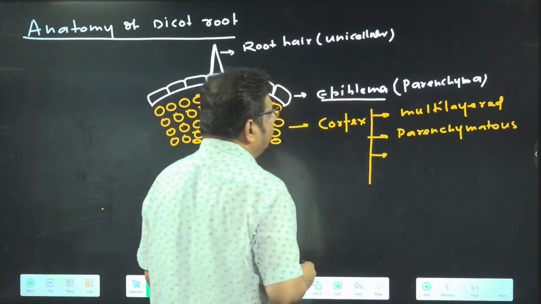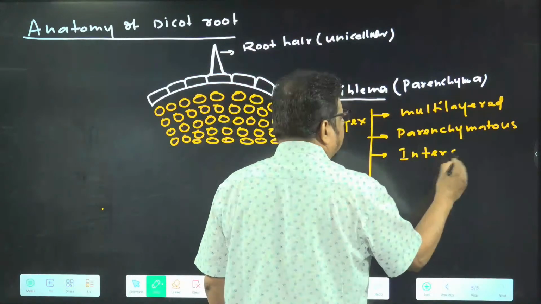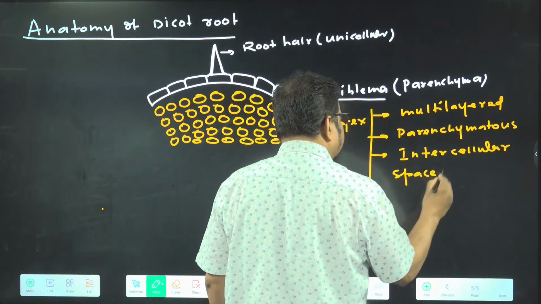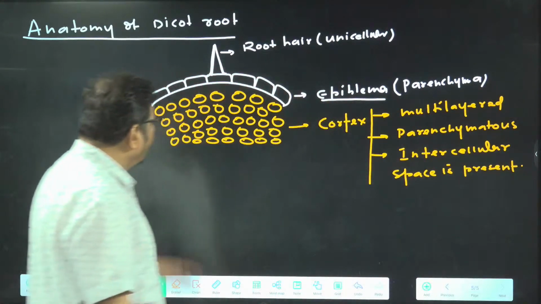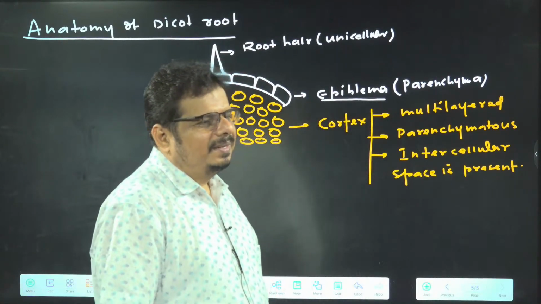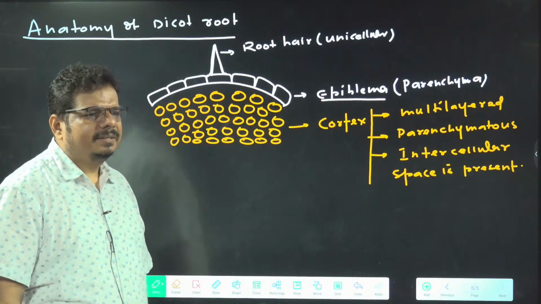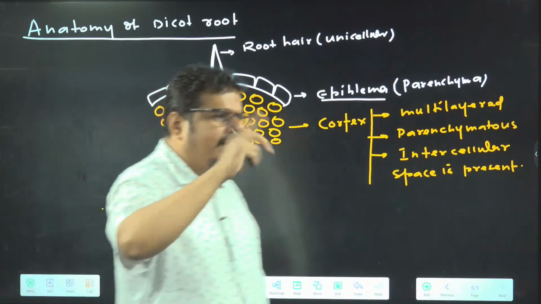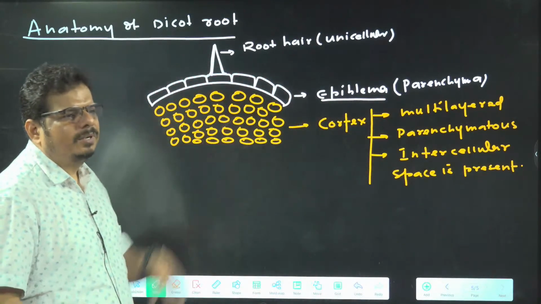After that, what should we write about this? Intercellular space is present. So the cortex is over. Which layer is absent? Hypodermis is absent in the cortex. Who is absent? Hypodermis is absent in the cortex. Is it clear or not? So you will use it in the difference between root and stem. In stem hypodermis is present, in root hypodermis is absent.